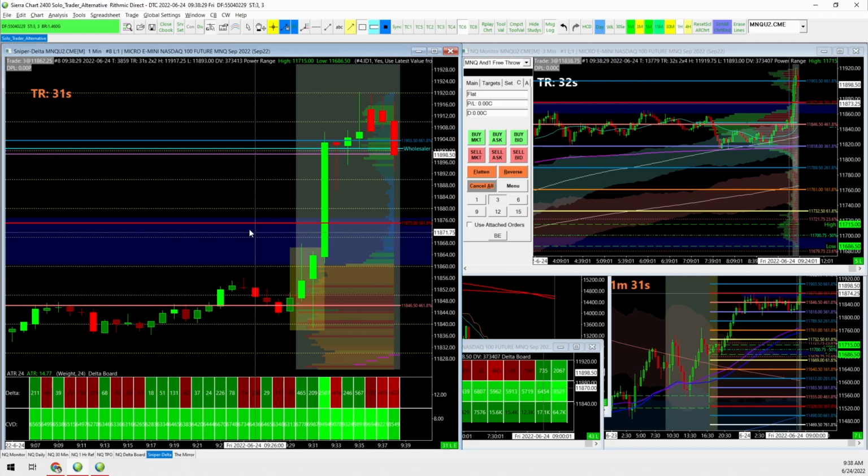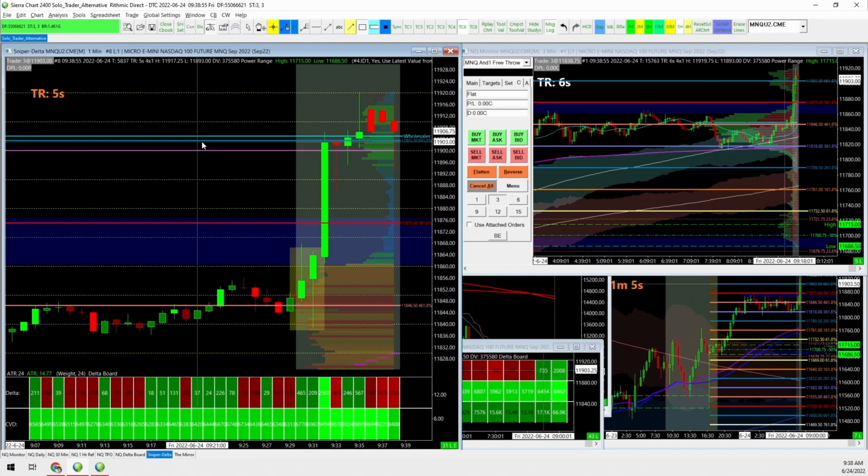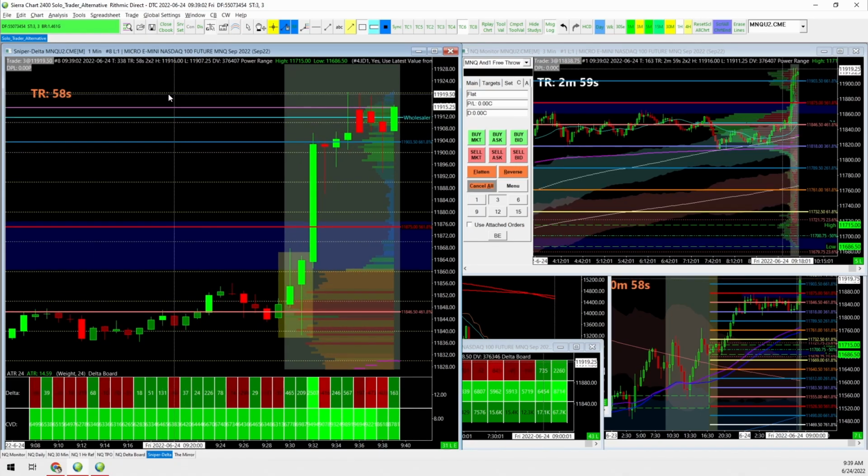All right, so that gives us some pullback. Let's let this close. So technically my trigger would be above the high of this right here if it closes like this. If it closes red, I would have to take it. Oh, gotta be patient and wait for it to close.